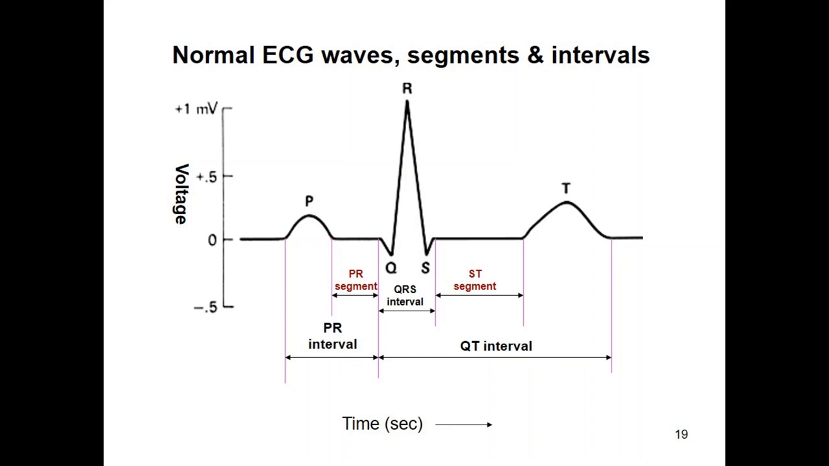Then there's another important interval called the QT interval, starting from the beginning of the Q to the end of the T. This is the ventricular complex, and it includes ventricular depolarization and ventricular repolarization. Another clinically important interval is the QT interval. These are the intervals and segments of the ECG.